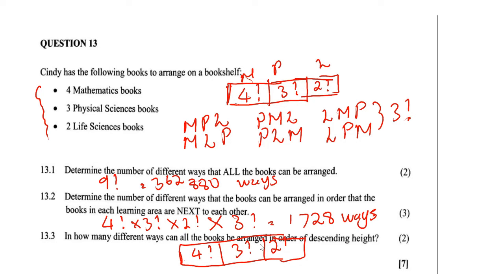And then you just go 4 factorial multiplied by 3 factorial multiplied by 2 factorial. So your solution there would just be 288 ways. And then done.